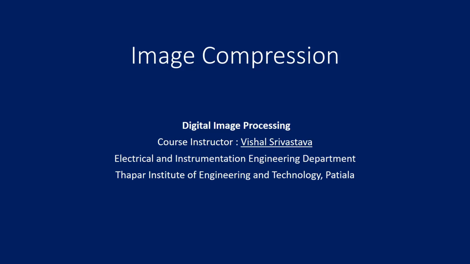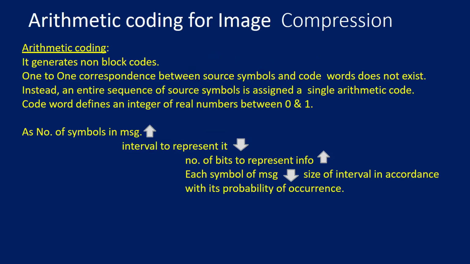Today we are going to discuss another technique for image compression, that is arithmetic coding for image compression. It generates non-block codes; a one-to-one correspondence between the source symbols and the code words does not exist. Instead, an entire sequence of source symbols is assigned a single arithmetic code. The code word defines an interval of real numbers between 0 and 1.